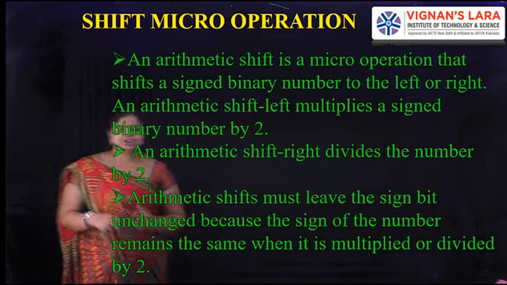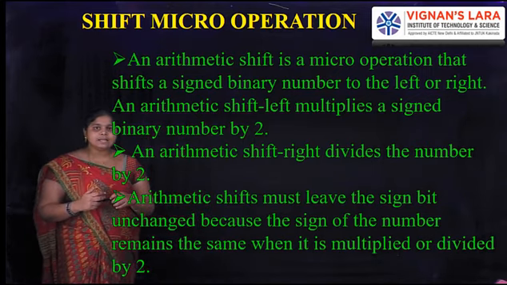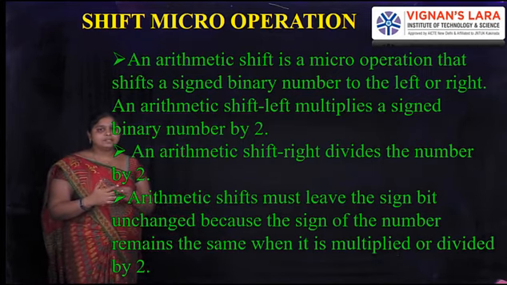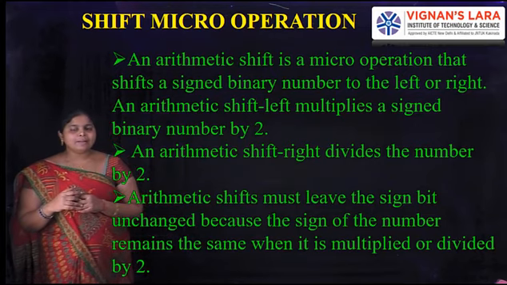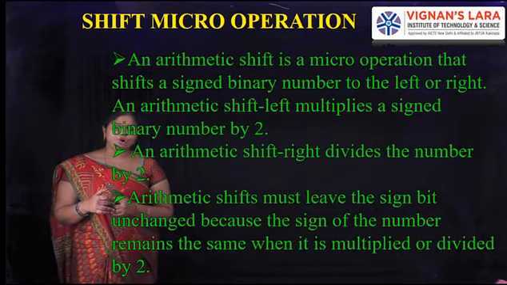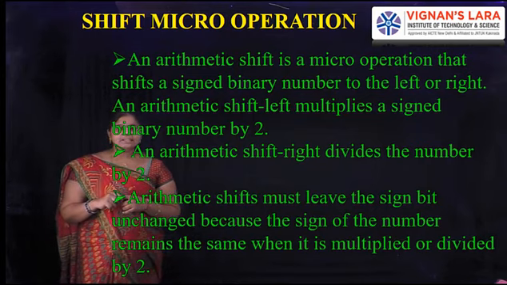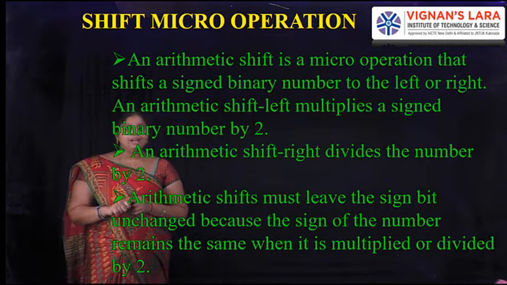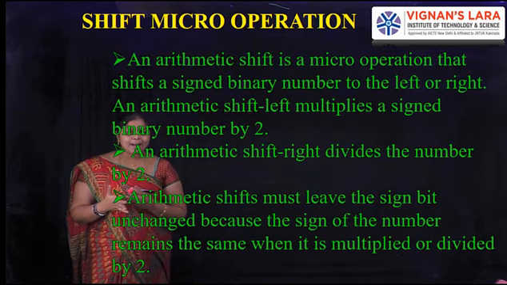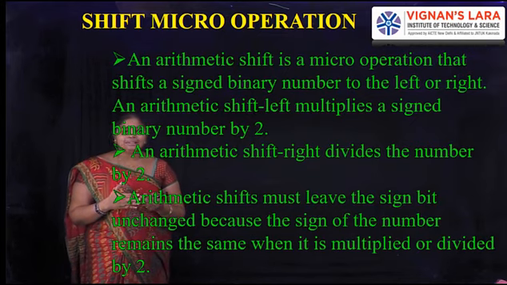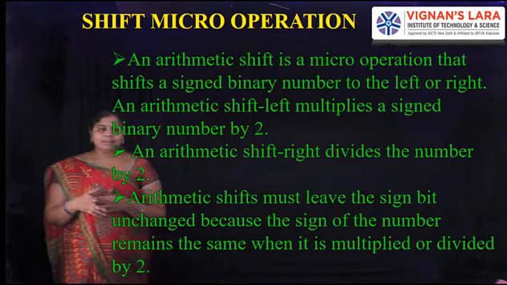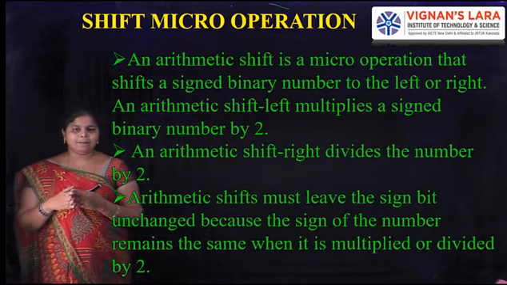Okay, the last, third one is shift micro operations, and the third one is arithmetic shift. Arithmetic shift is one of the micro operations that shifts a signed binary number to the left or right. An arithmetic shift left multiplies the signed binary number by 2. An arithmetic shift right divides the number by 2.